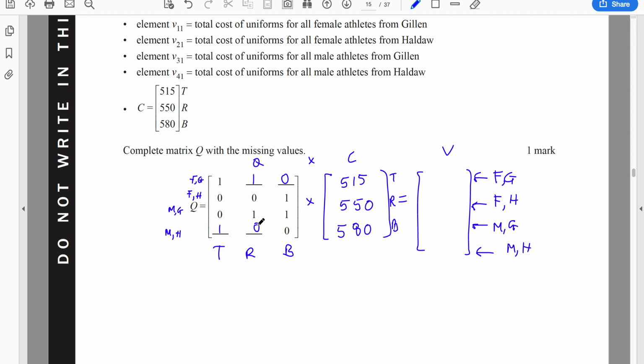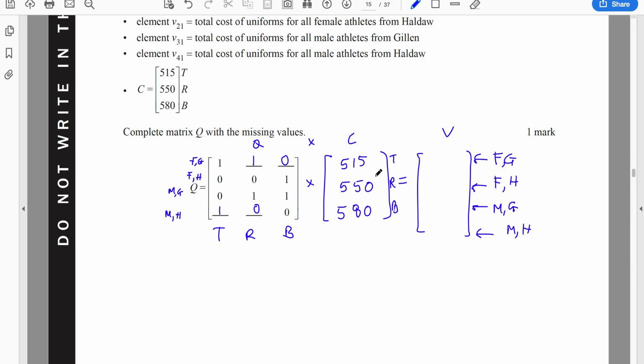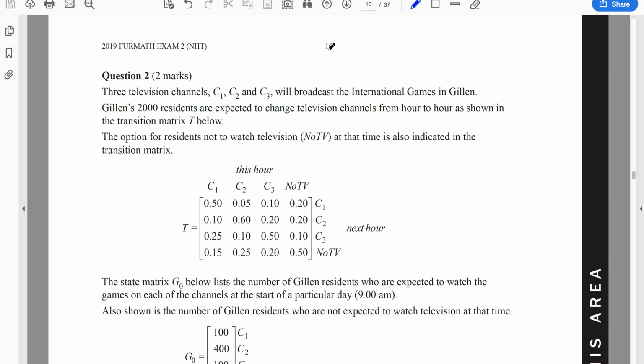1, 0, and 0. Okay, so there's our answer for part D. Like I said, it was a little bit challenging to interpret what was going on here. So my best strategy for you is to jot down, like I've done, what actually were we given and what did we need. So then we could establish what needed to be multiplied in this matrix by those total costs just over there. Okay, moving on now to the next question.